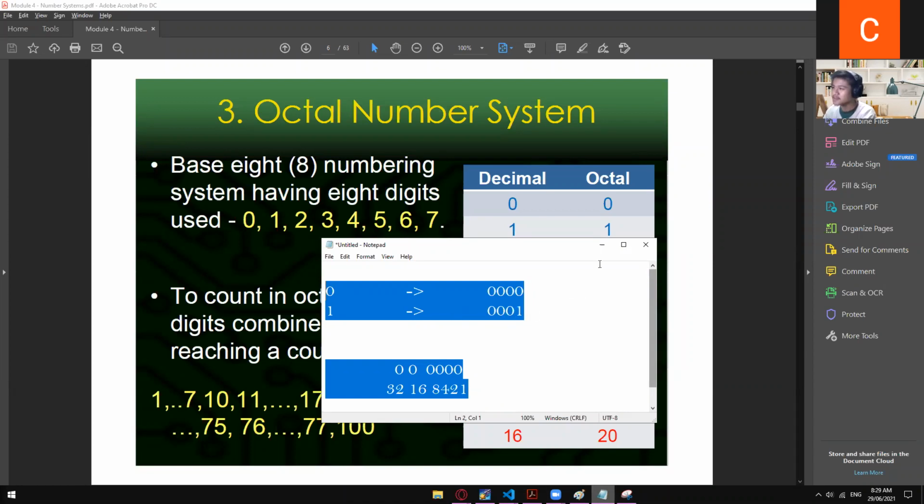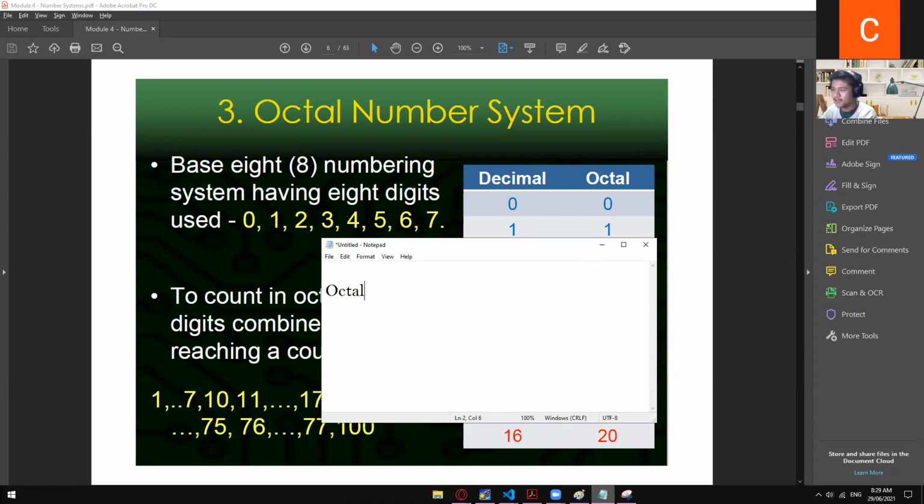Okay, well, anyway, so let's have this one. Let's start with decimal first, and then let's have the octal.